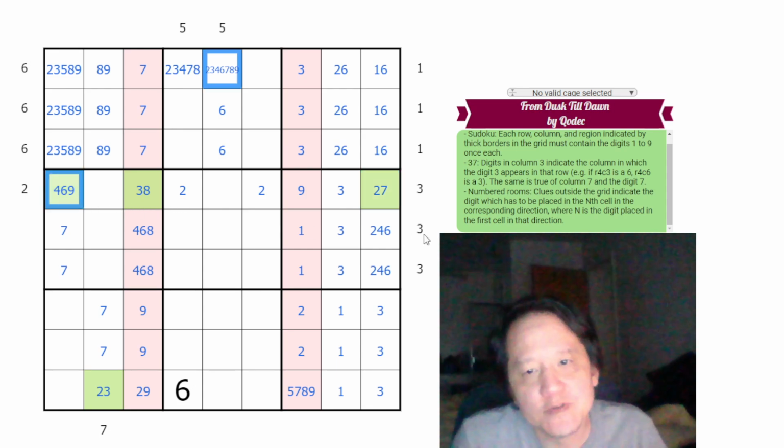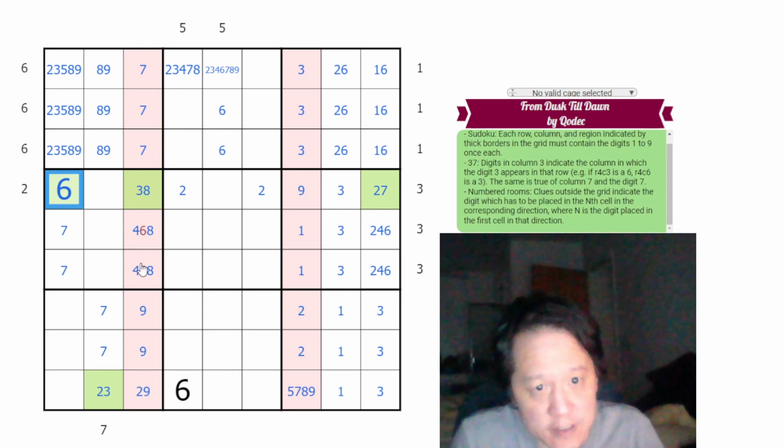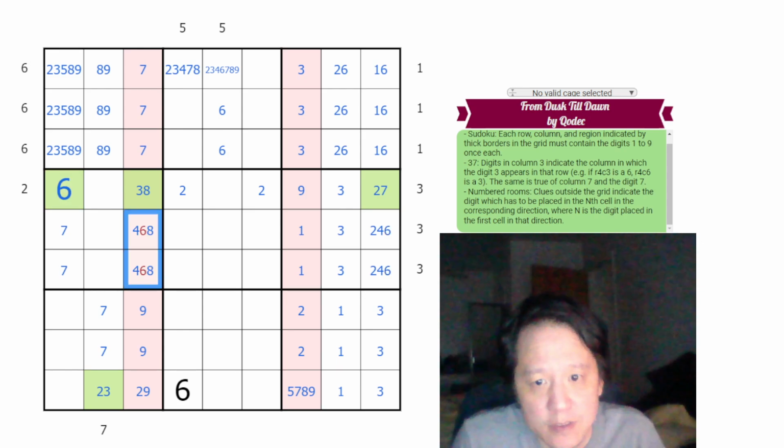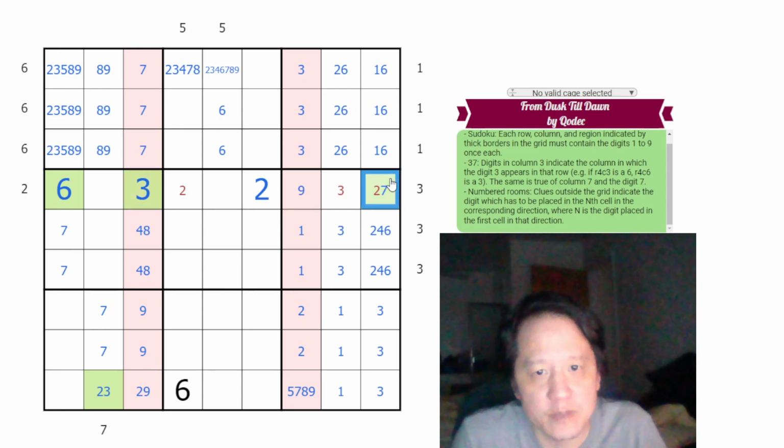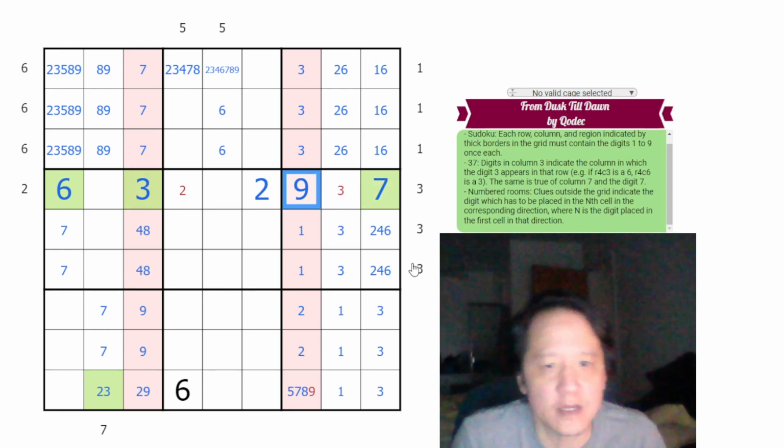What happens if this is 6? That's interesting, isn't it? So if this is 6, this becomes 4 and 8. So this has to, again, this is 2. This has to be 3. This becomes 7. This becomes 9.